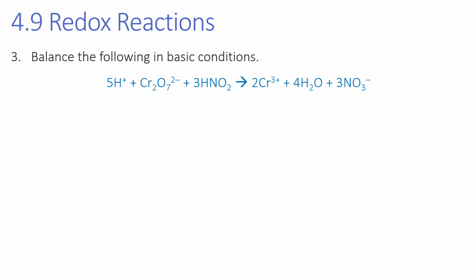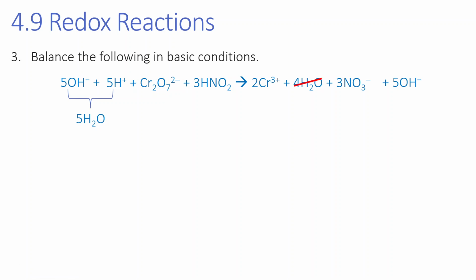Now in basic conditions, any H plus in my reaction is going to get neutralized. So I'm going to put 5 OH minuses to neutralize those 5 H pluses. Now to keep this reaction balanced, I'm going to need to add 5 OH minuses on the other side as well. So 5 OH minus and 5 H pluses are going to give me 5 H2Os. So now I have more water that I can cancel out.